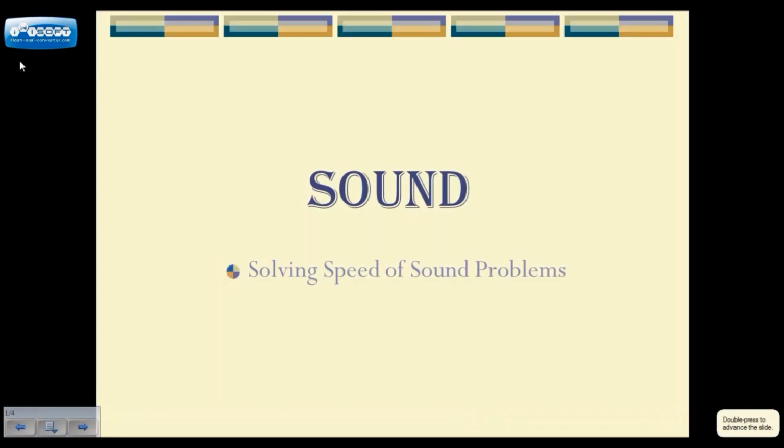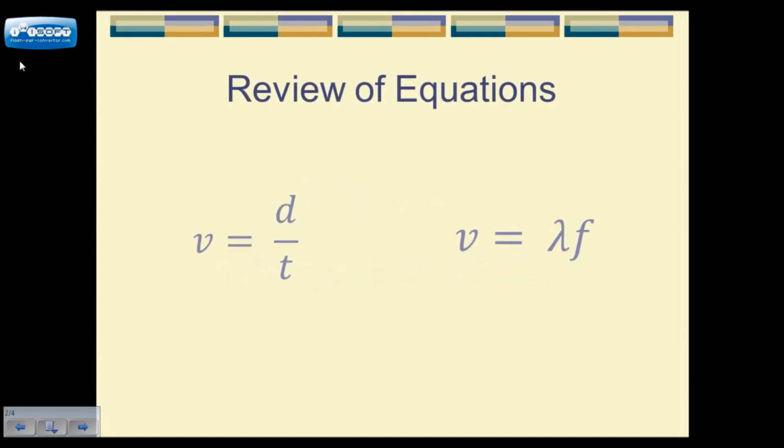In this video, we're going to look at how we can apply the equations that we used for speed of waves and look specifically at problems that deal with those equations for sound. Of course, sound is a type of wave, and so any equation we use for waves we will also be able to use for sound. So the two equations we used in the last unit are, of course, your DirectTV equation, which we used a lot last semester.